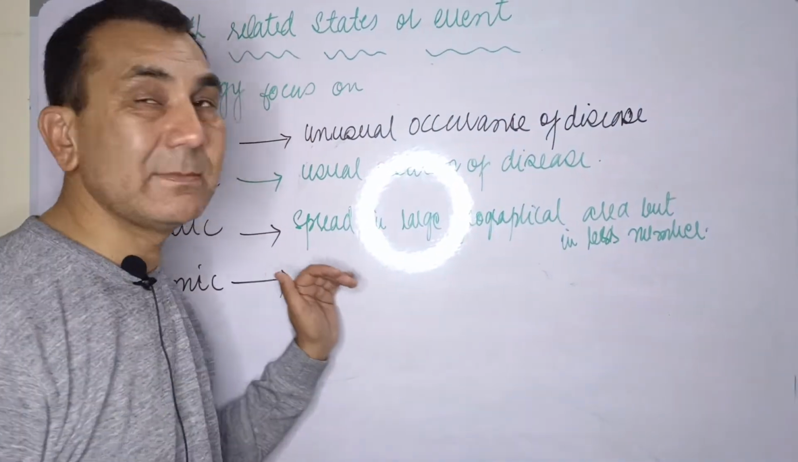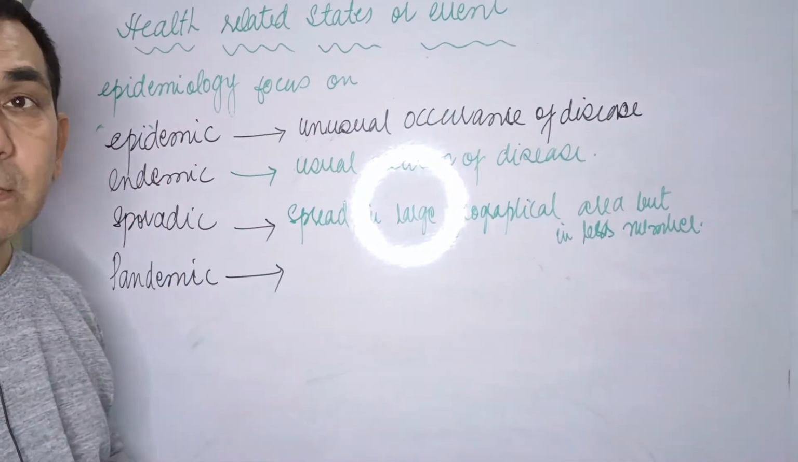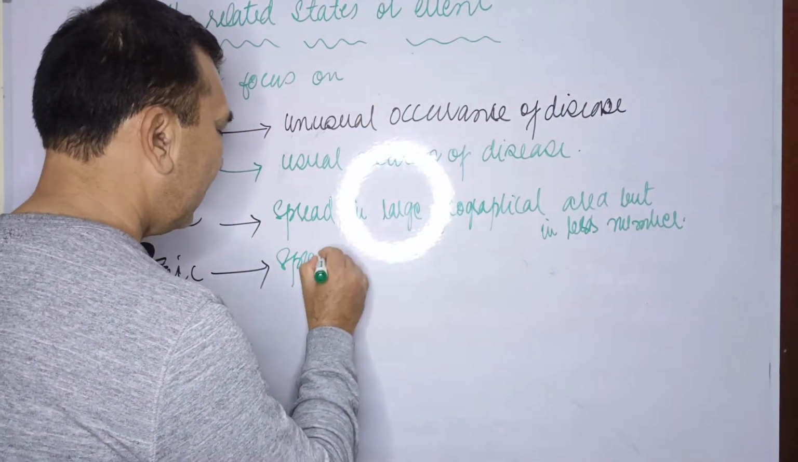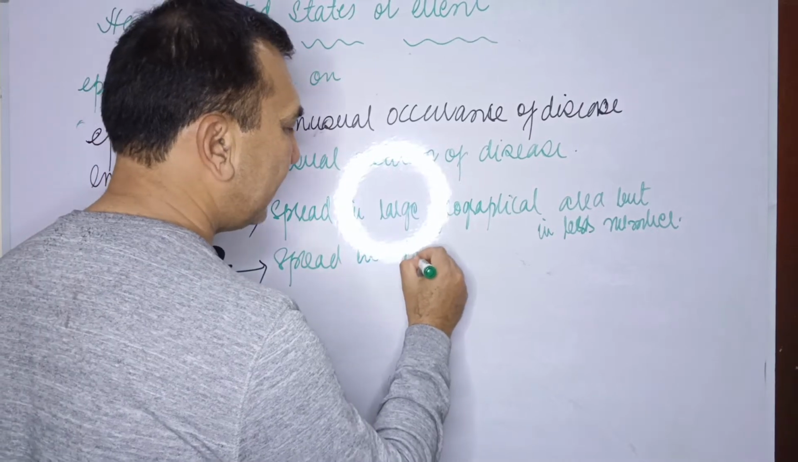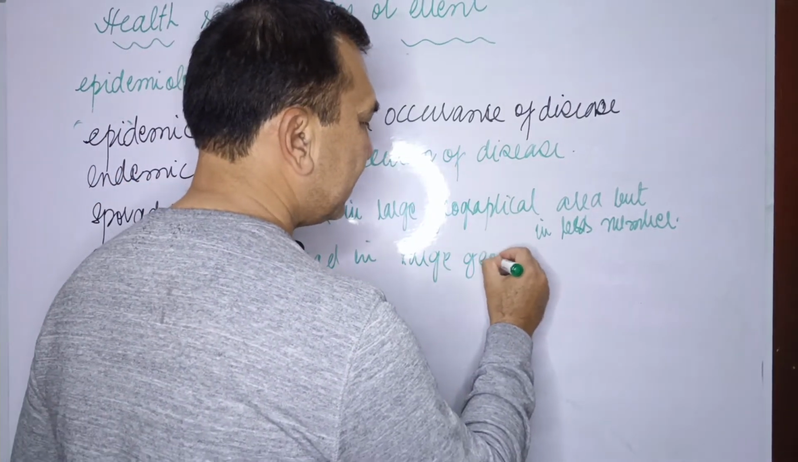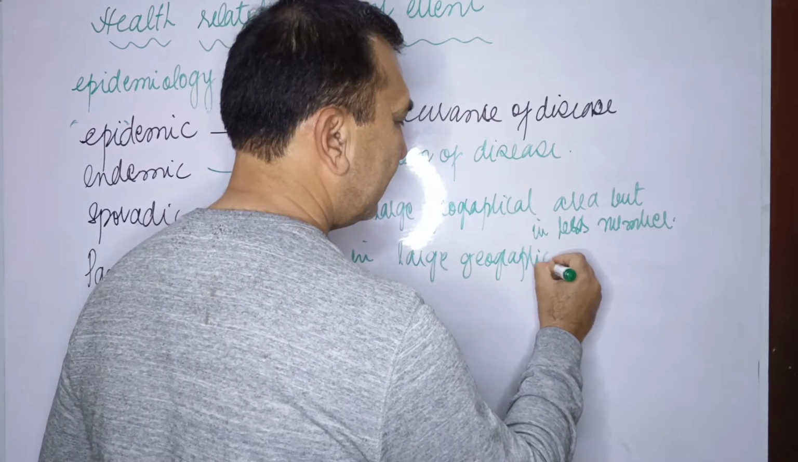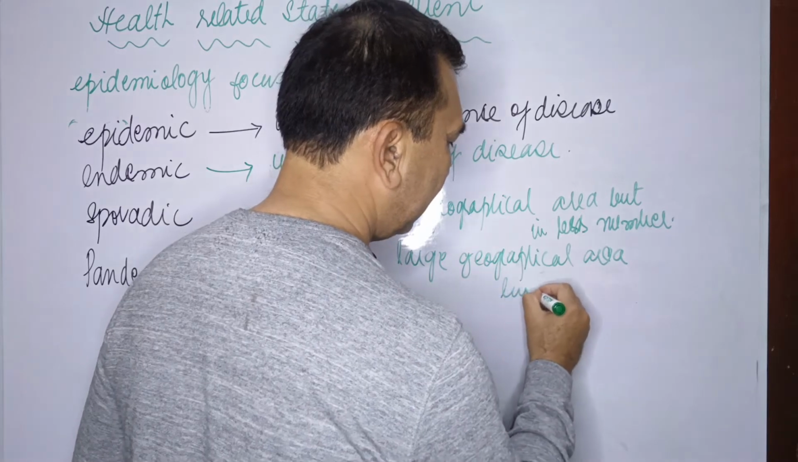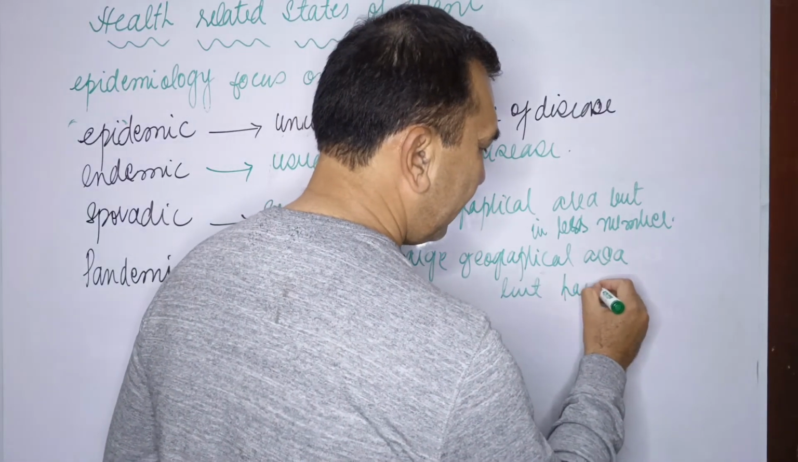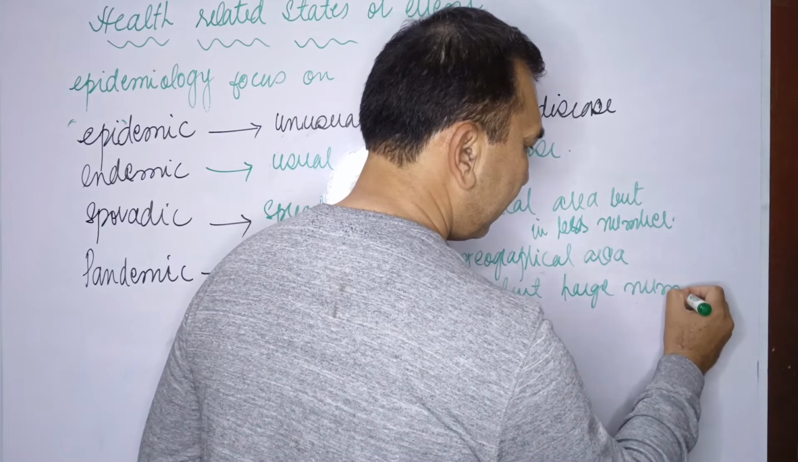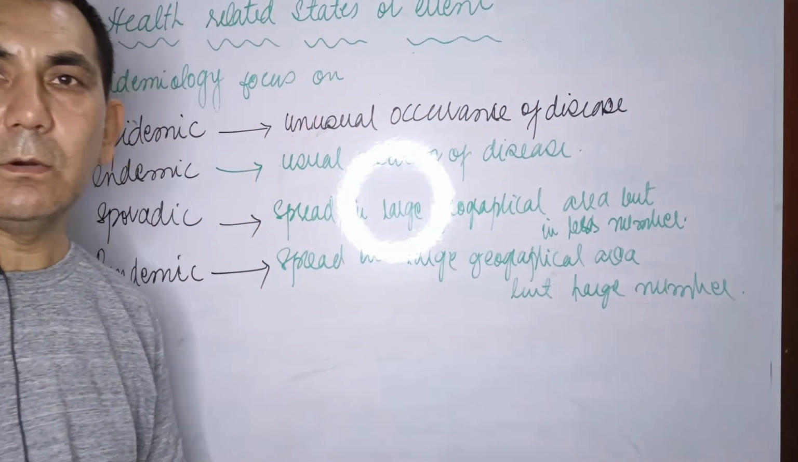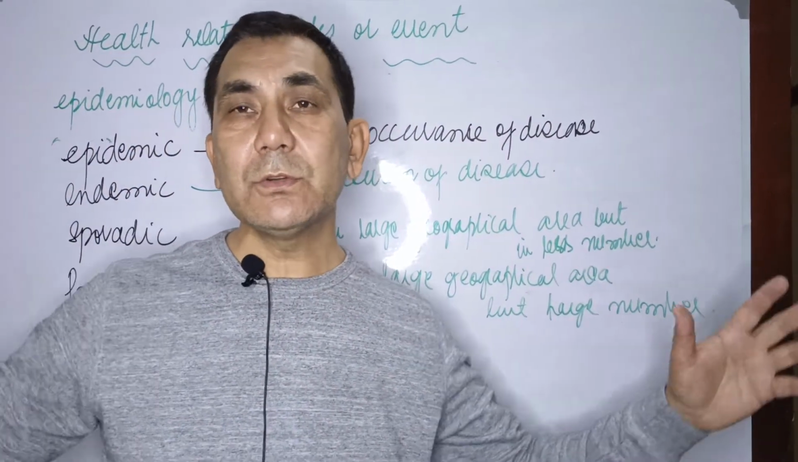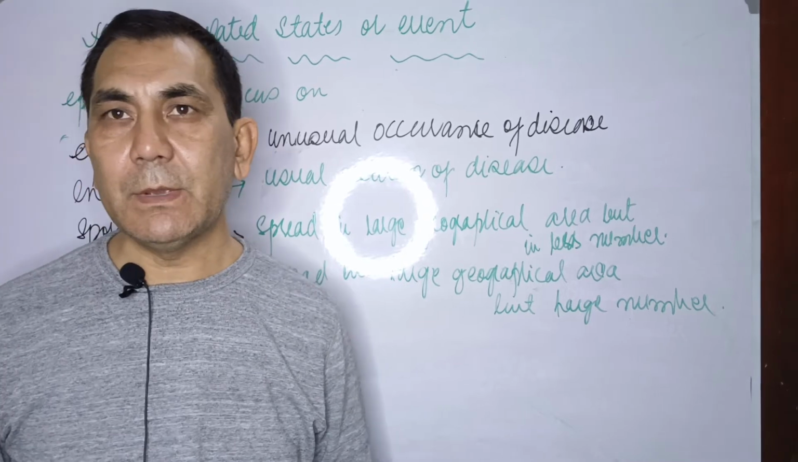That's called the sporadic. But the pandemic is spread over a large geographical area, and in large numbers. The pandemic covers a large geographical area, maybe one continent, maybe two continents.